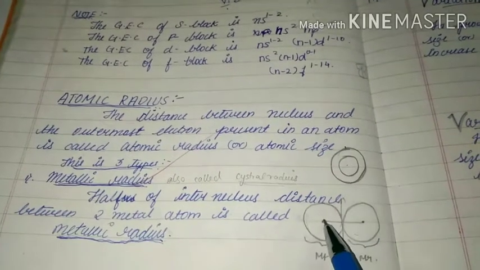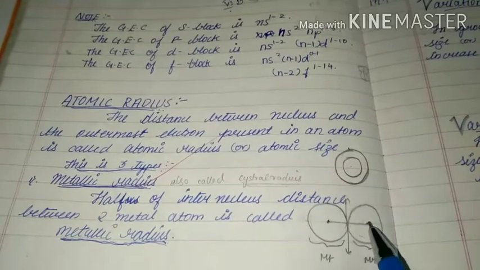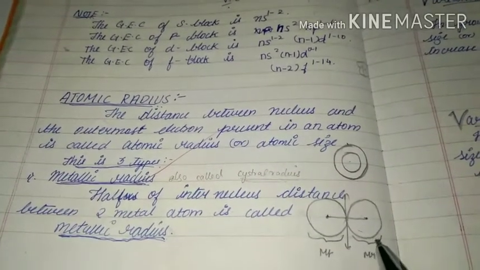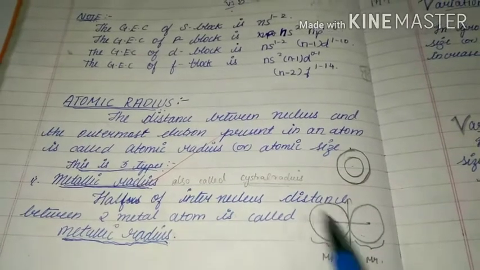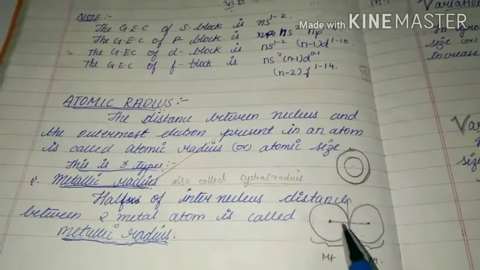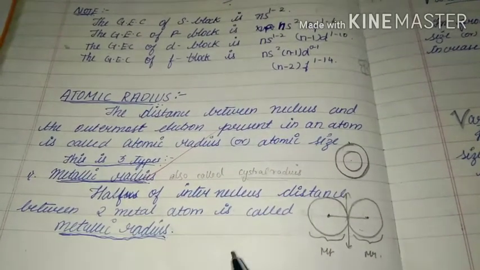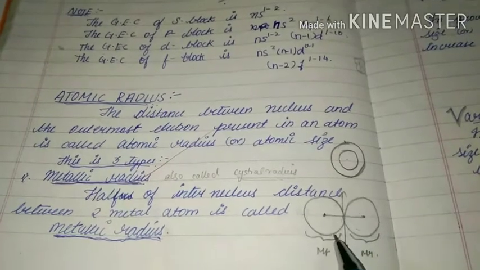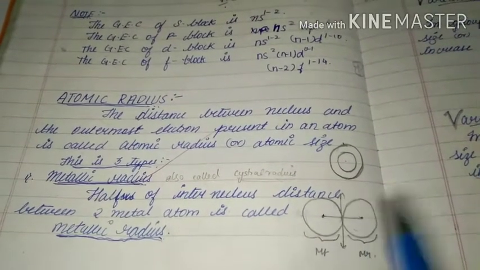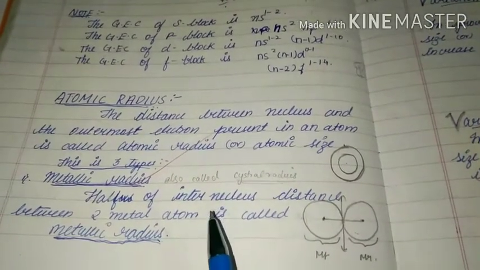The distance between the nucleus of one atom and the nucleus of another atom is called internuclear distance. So what is the definition of metallic radius? Half of the internuclear distance between two metal atoms is called metallic radius. So this is called the diameter. So diameter equals 2 into metallic radius. So this is about metallic radius.